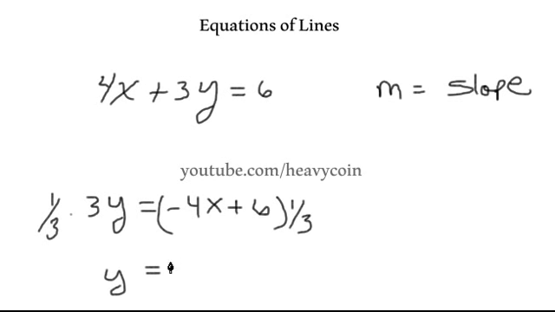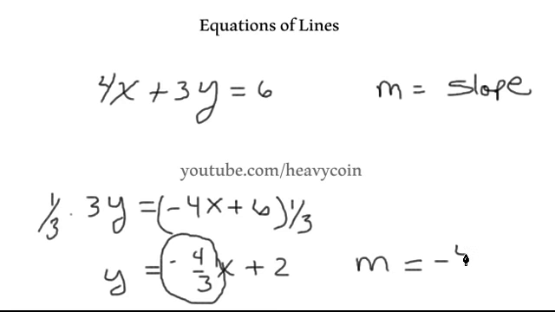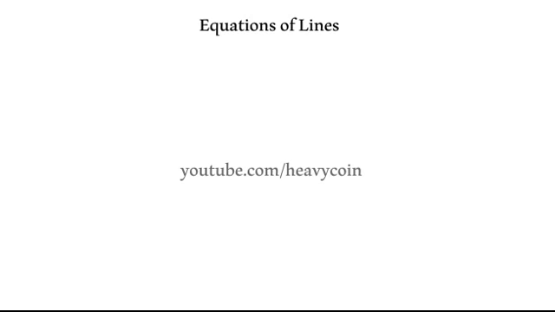And so we're going to be left with negative 4/3 x plus 2. That's multiplying this 1/3 across each one of these terms here. And so what is the slope? The slope is negative 4/3. So it's that simple. Just solve for y in the problem and then look at the coefficient in front of x. Now there's something else that needs to be mentioned.